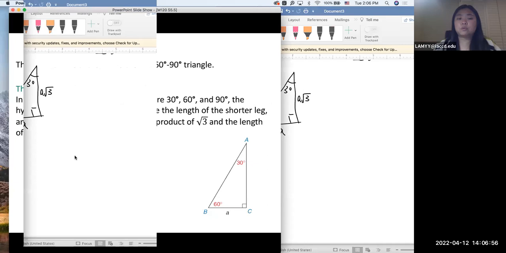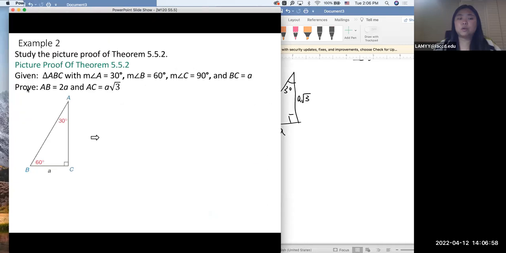Okay, now we try to prove this theorem. We're gonna use the picture proof. Okay, let's do it together, this one.